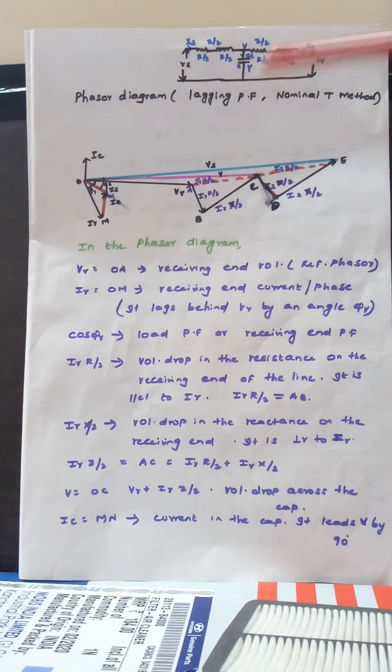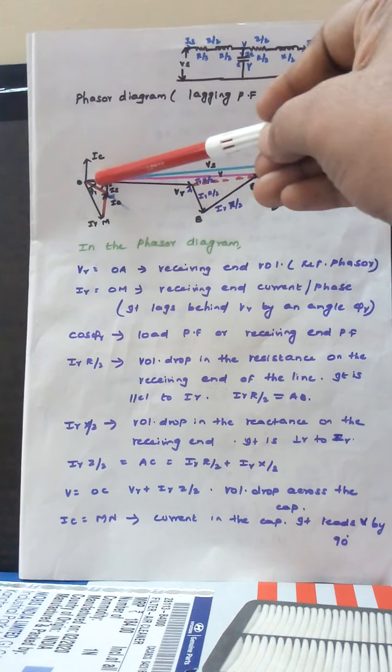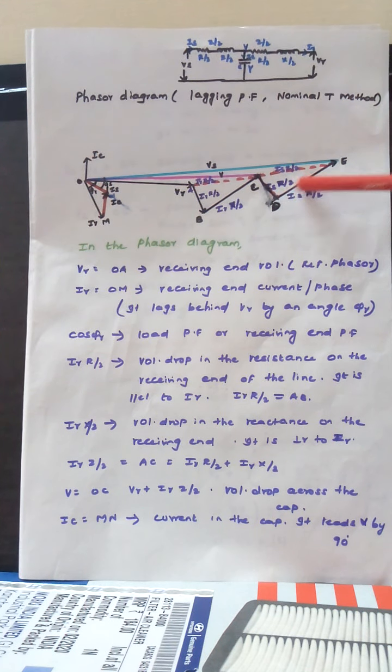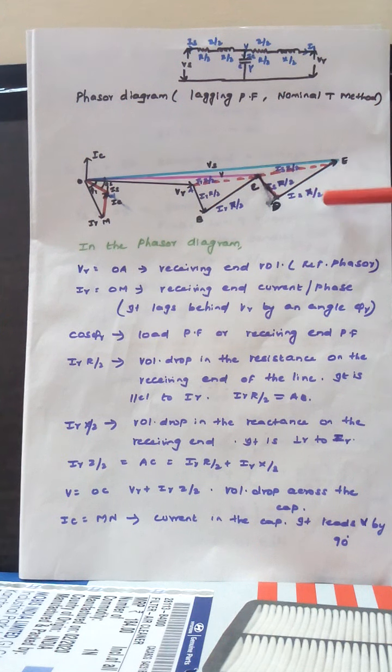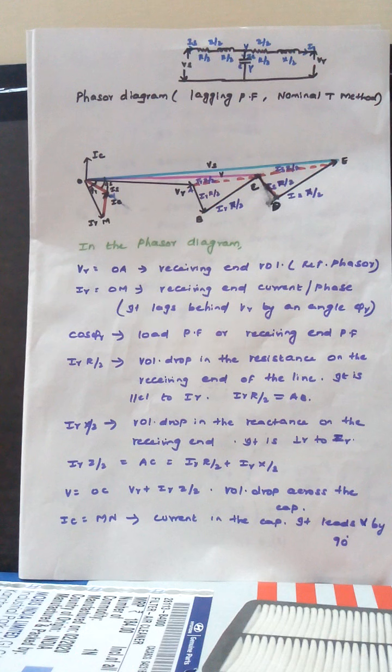That is the voltage drop in the reactance on the sending end. This will make an angle of 90 degrees with respect to your IS, correct? So I have to draw a line perpendicular to IS here. If I am drawing here, this is IS into X by 2, represented by the phasor DE. If I am adding this IS into R by 2 and IS into X by 2, I will get the total impedance drop in the sending end, that is IS into Z by 2. If I am adding this V plus this drop, I will get your VS here, that is your sending end voltage. So this is the phasor diagram for the lagging power factor in the nominal T method.